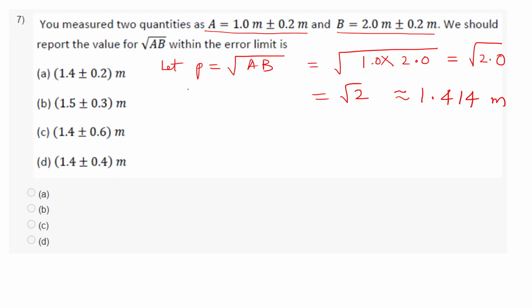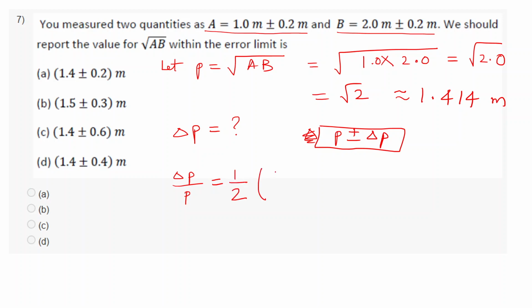Now we have to find out the error, that is delta p is what we need to find out, so that we can report the value like this, p plus minus delta p. This will be our final answer. We have found out p, root 2 meters. We need to find out delta p. Now you know relative error is given like this, right? Here it's root, so it's half of delta a by a plus delta b by b.